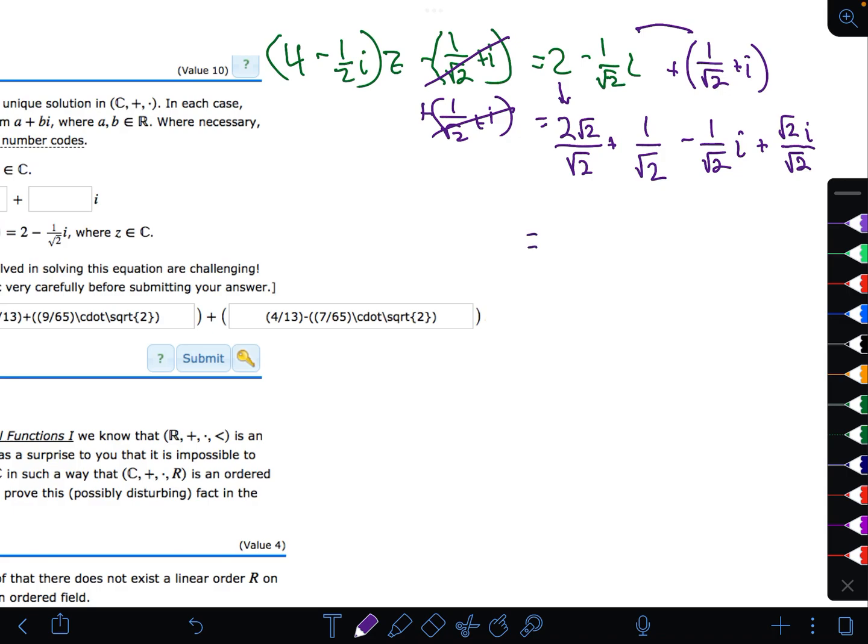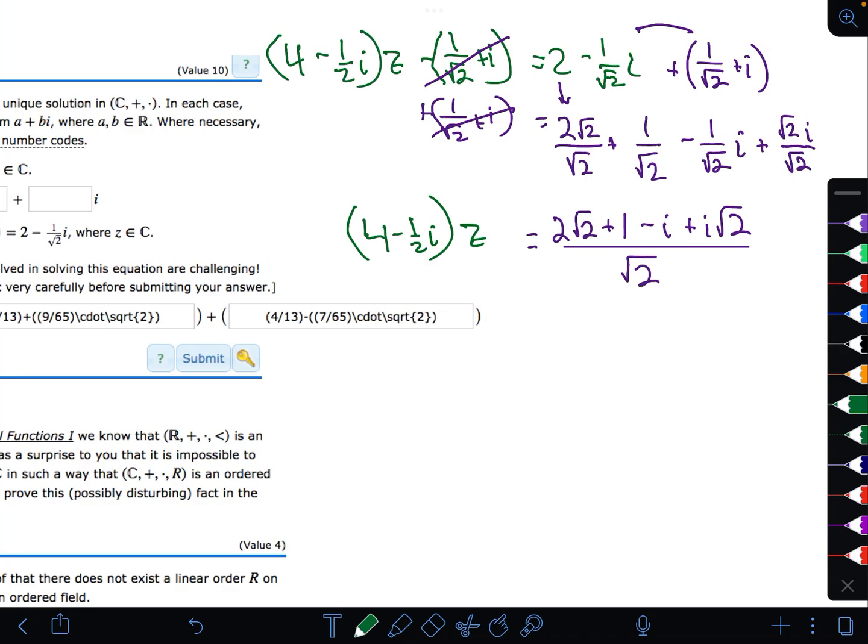All right, so now on the right-hand side of this equation, as you can see, I now have a single denominator of the square root of 2. And what's the numerator? Well, it's going to be 2 root 2 plus 1 minus i, and then I'll have plus i root 2, like so. Over here on the left, nothing's changed too much. I'm just going to write (4 - 1/2 i), all in quantity, times z.